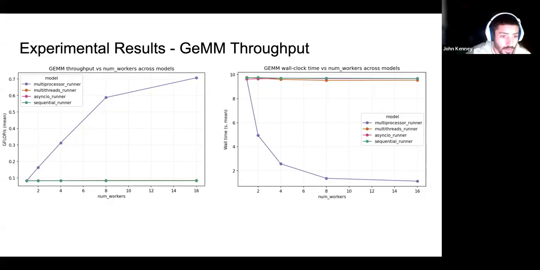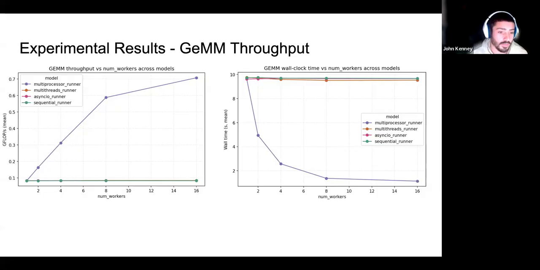When we compare all the models directly, the results line up cleanly with what the course taught us. Multiprocessing is the only model that reduces wall clock time for matrix multiplication. Threads do not get any faster as we add workers because the GIL prevents parallel execution of CPU-heavy code.